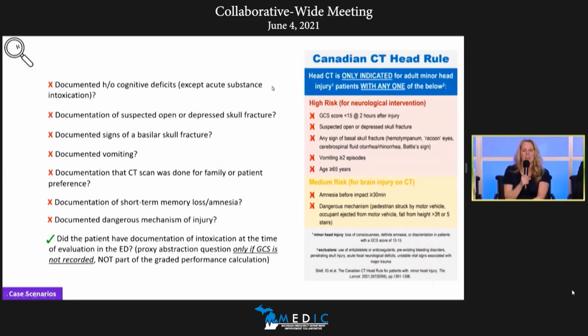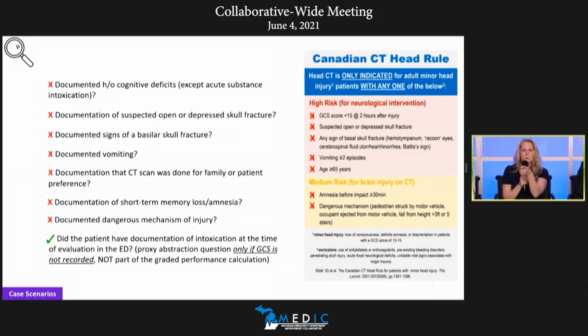All right. So when we look at this, of course, we're using the MEDIC provided tools. We're looking at the Canadian head CT rule. On the side, you can see all the red X's. Those are all the areas that the abstractors have to review for the documentation. So all that first series of about 7 answers were no's. That's a no in the abstraction.